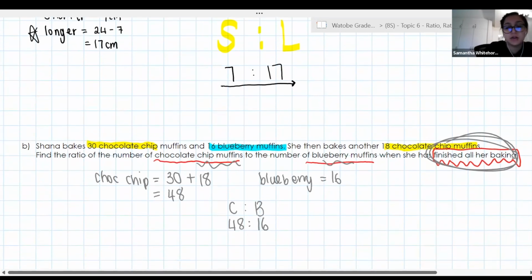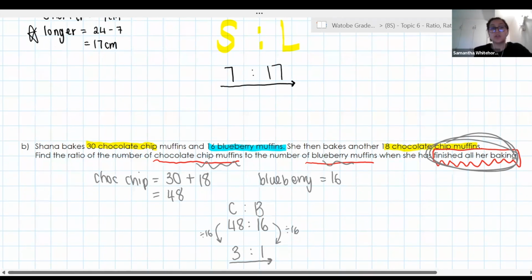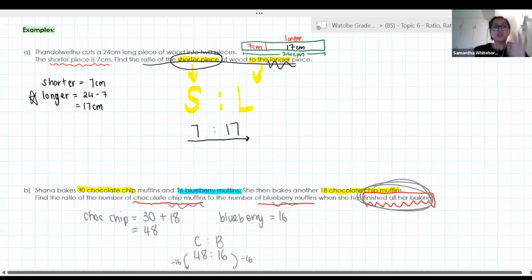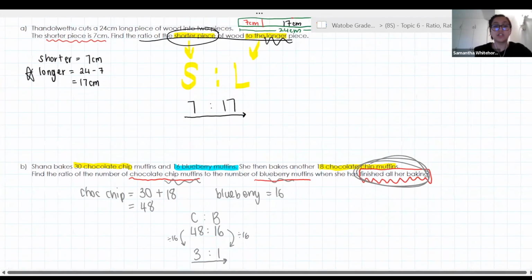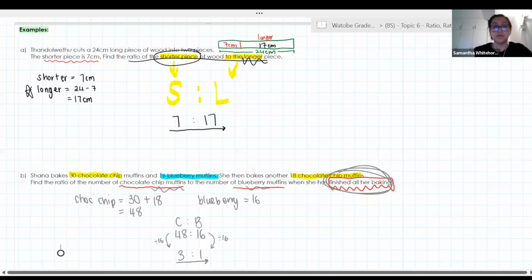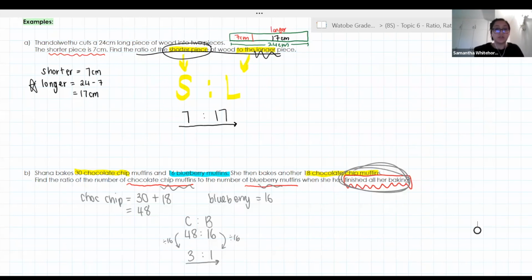Now I don't leave my answer like that. I need to simplify. Both of these can be divided by 16. And 48 divided by 16 is 3. And we know that 16 divided by 16 is 1. So if we look at what this ratio is actually saying to me, she had to triple the amount of chocolate chip muffins than she did blueberry muffins. And again, this is what a ratio does. It gives me this relationship between values. So I'm going to leave that there for you to screenshot.